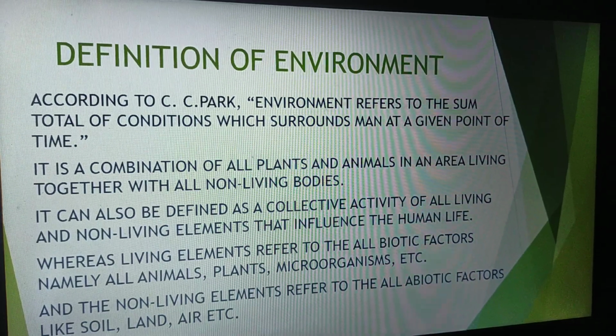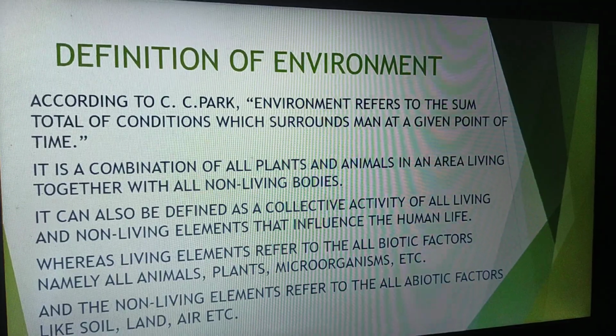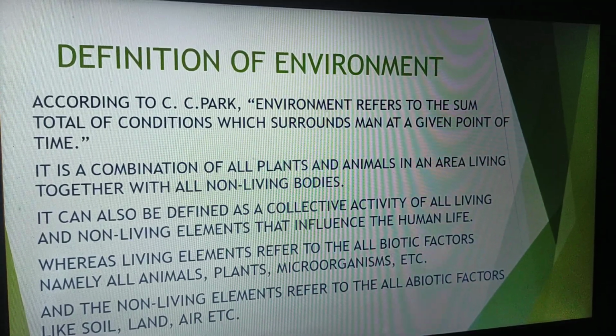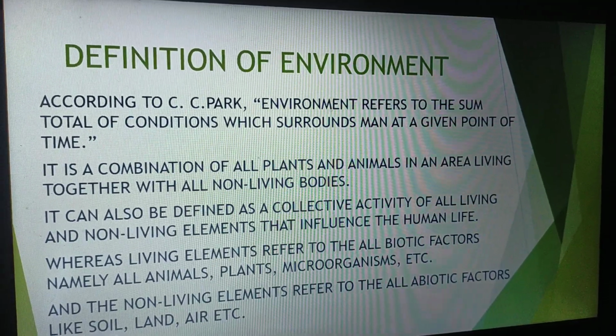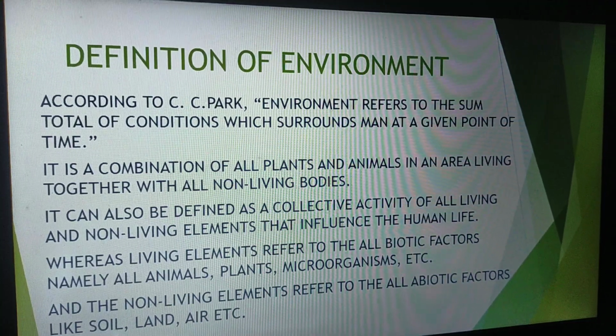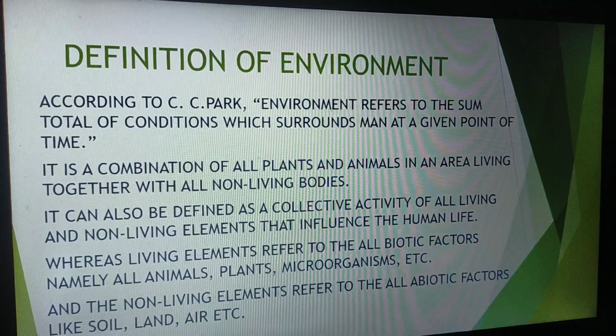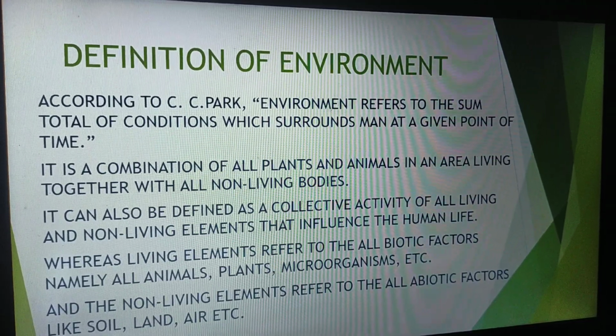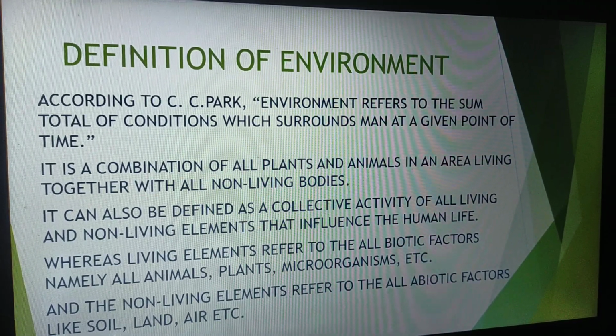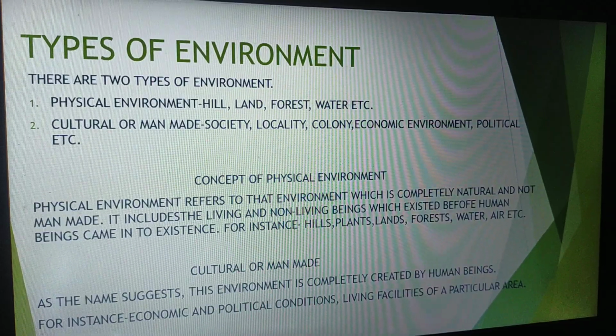What are the living elements that we are talking about? They are all the biotic factors like the animals, plants, microorganisms, etc. And the non-living elements are all the abiotic factors like soil, land, air, water, etc.